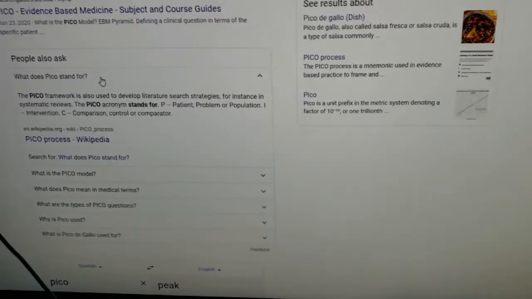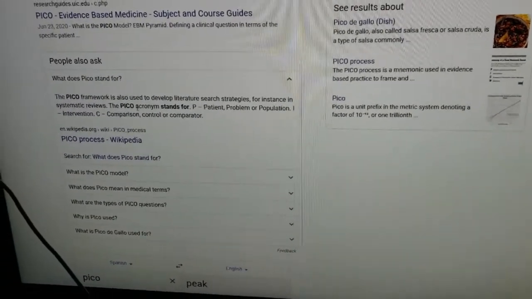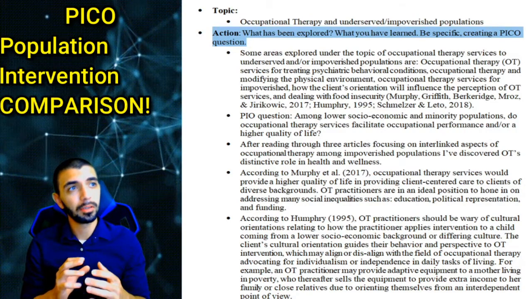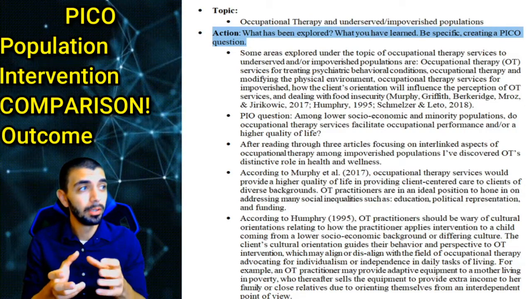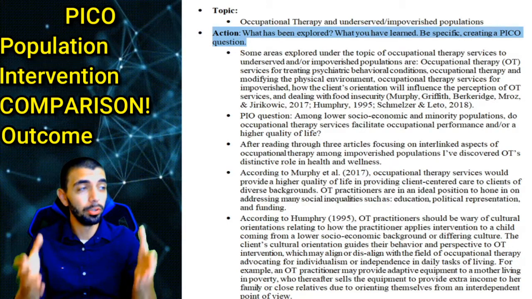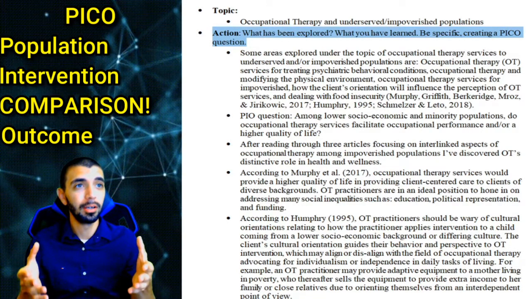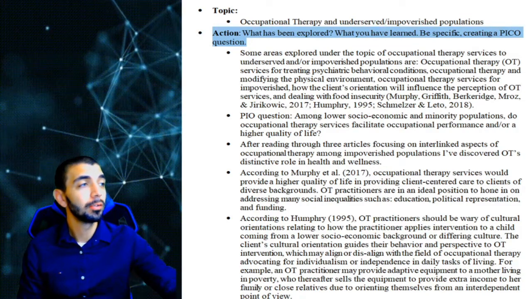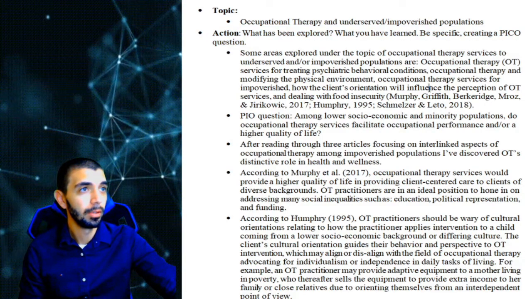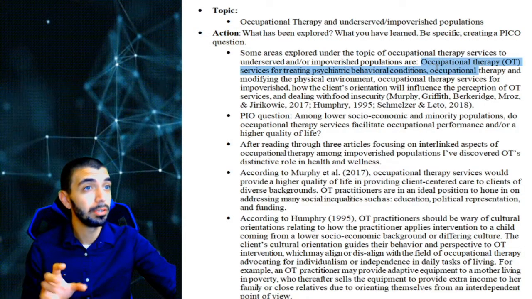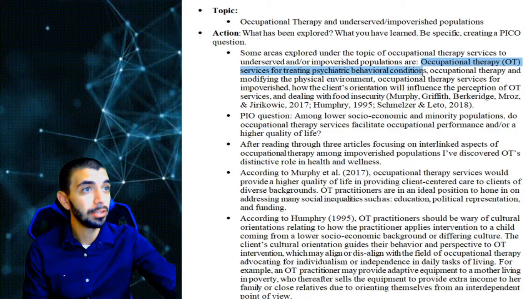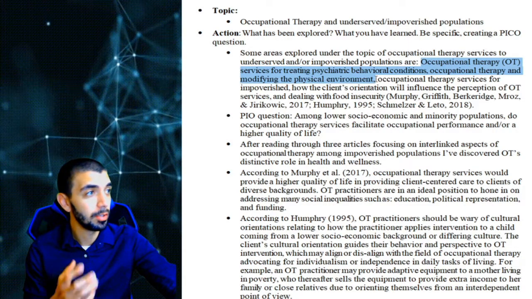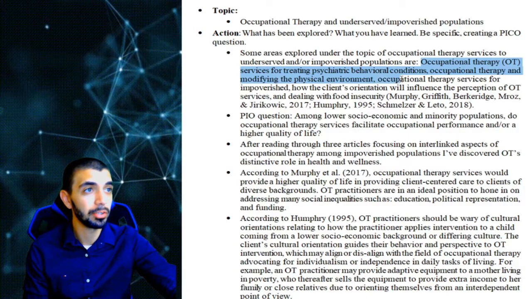Oh gosh. Comparison? You want to form a population, intervention, comparison, and outcome question. So you want to really hone in on that question, what you're looking for. So basically right under, I indicated that occupational therapy may treat psychiatric behavioral conditions, modifying the physical environment. So that's a little similar to home modifications in that sense.